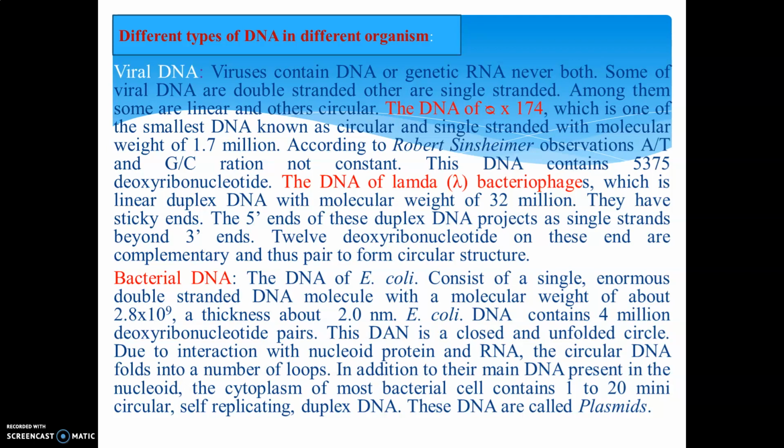For example, the DNA of phi X 174, which is one of the smallest DNAs known, is circular and single stranded with a molecular weight of 1.7 million. According to Robert Singer's observations, the AT and GC ratio is not constant.